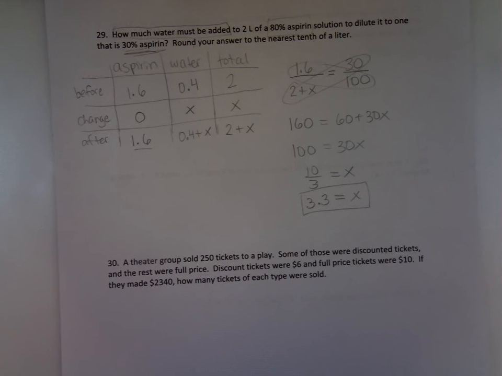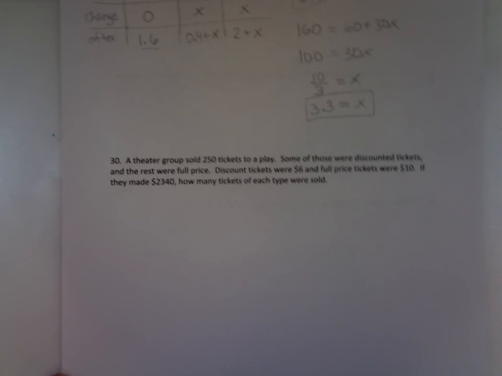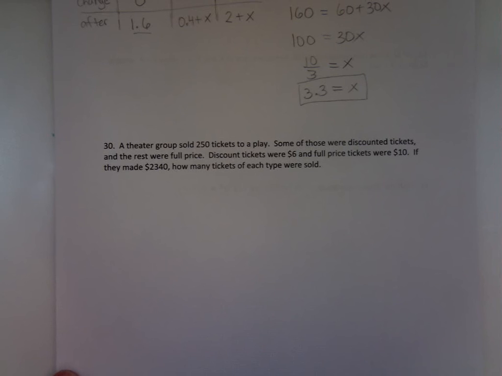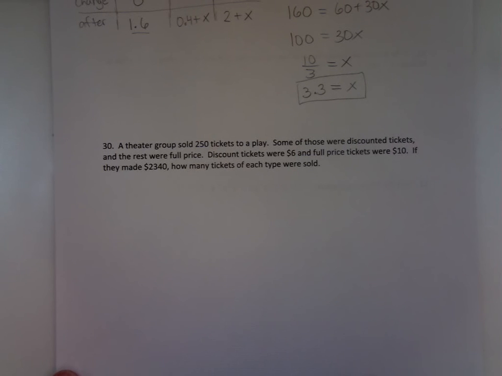Okay, next. A theater group sold 250 tickets to a play. Some of those were discount tickets and the rest were full price. Discount tickets were $6 and full price tickets were $10. If they made $2,340, how many tickets of each type were sold? This is an example of a word problem that wants us to solve a system of equations.